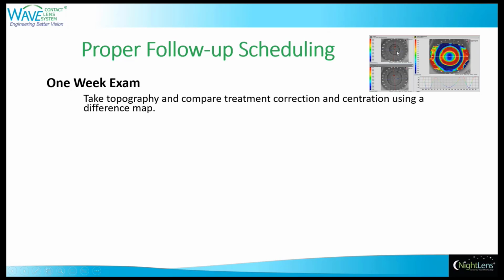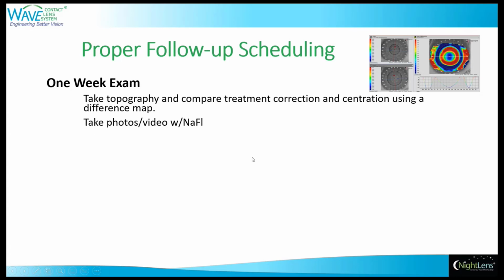Now, a difference map shows in the photo in the upper right, the top left topography will be your baseline map. Underneath that, you will have the current topography after 1 week, and then you're able to see how much treatment and what the refractive difference is from your difference map. And all types of topographers, profilometers, all have this ability to show the difference maps.